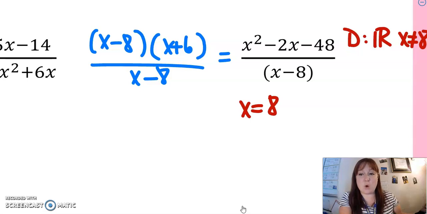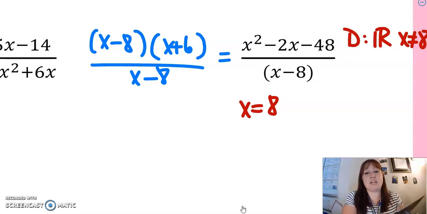I just have to decide: is it a hole or is it a vertical asymptote? So I look at my function and say, if I plugged 8 into here, would I get 0 over 0 or would I get a number over 0? Well, when I plug it in, I see that I get 0 over 0. So that means I have a hole, okay?